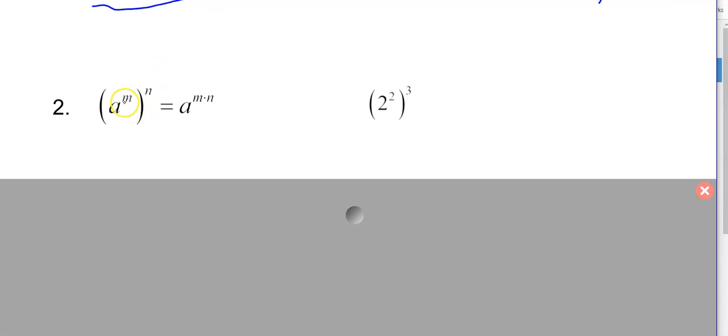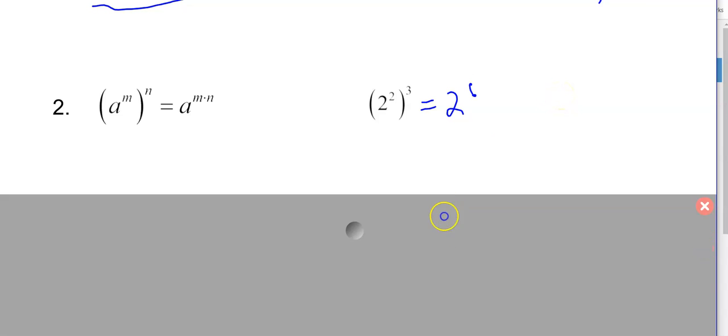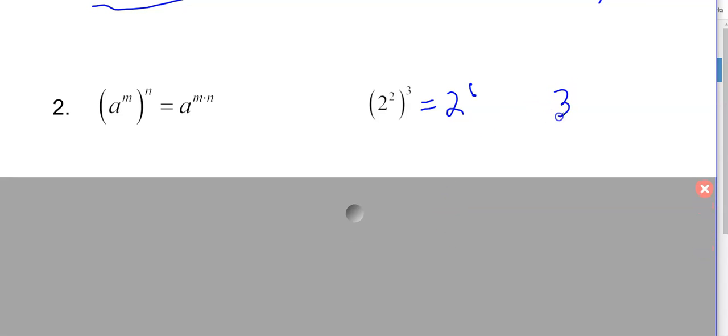You know the power property: you multiply. So we're going to multiply the exponents. Well, actually, that one's not too bad, 2 to the 6th, because I didn't have exponents there. If it was something like 3 to the 1/2 to the 1/4, it would be 3 to the 1/8, right? Because you're multiplying 1/2 times 1/4, which is 1/8.